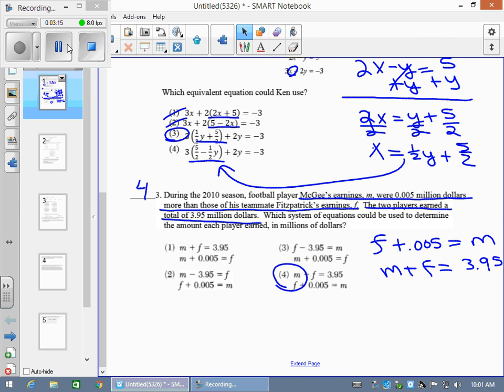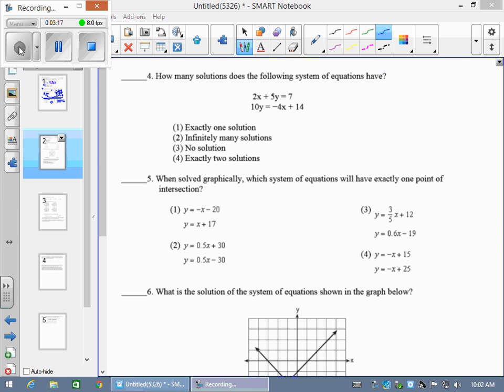Okay, for number 4, it asks how many solutions the following system of equations has. So there's multiple ways to solve a system. Algebraically, we could try elimination or substitution, or get the result in y equals mx plus b form. We should get the same answer regardless of how we attempt this. So I'm going to take both of my equations and get them into y equals mx plus b form.